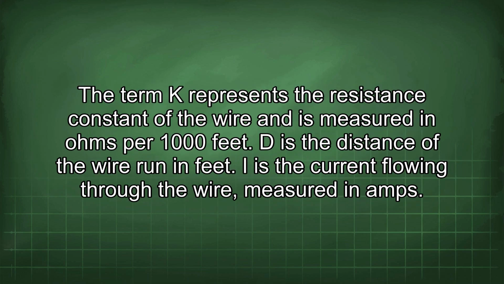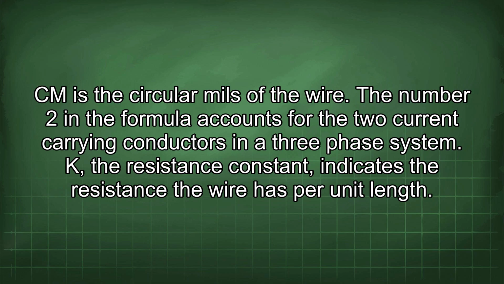The term K represents the resistance constant of the wire and is measured in ohms per 1000 feet. D is the distance of the wire run in feet. I is the current flowing through the wire, measured in amps. Cm is the circular mils of the wire. The number 2 in the formula accounts for the two current carrying conductors in a three-phase system.